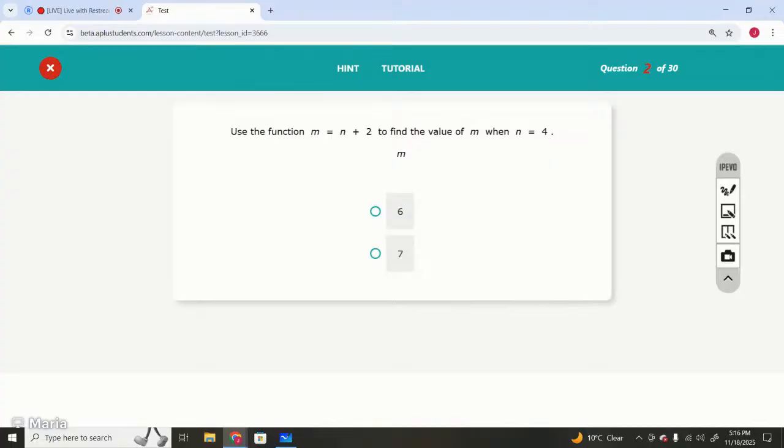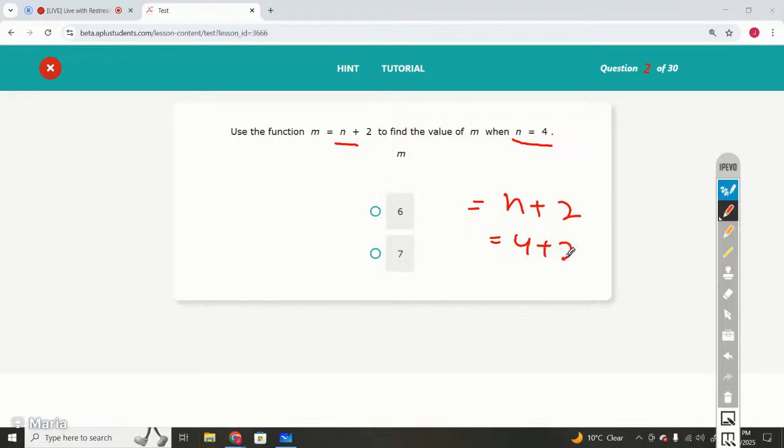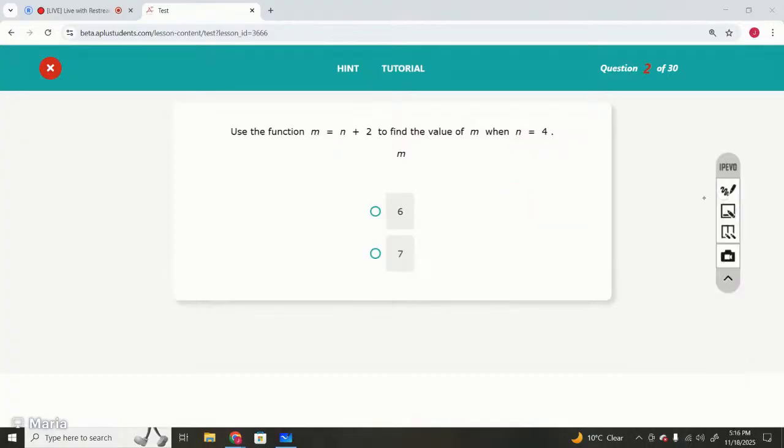Use the function m equals n plus 2 to find the value of m when n equals 4. So we need to replace the variable n with the value that is 4. So 4 plus 2 equals 6. Option number 1 is the correct option, that is 6.